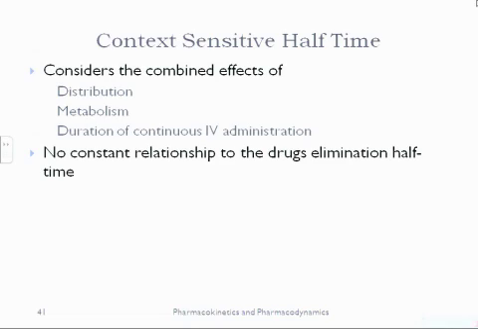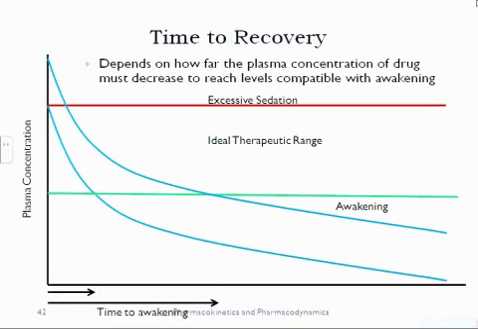And unfortunately, even the computer models don't work perfectly because they're taking a population to generate the data to make the prediction. But not everybody's the same, as you'll find out soon enough when you get to clinical. So time to recovery is a concept that tells you how fast the plasma concentration will reach awake states. If you look at this example, this person is running at 100 mics per kilo per minute of propofol.